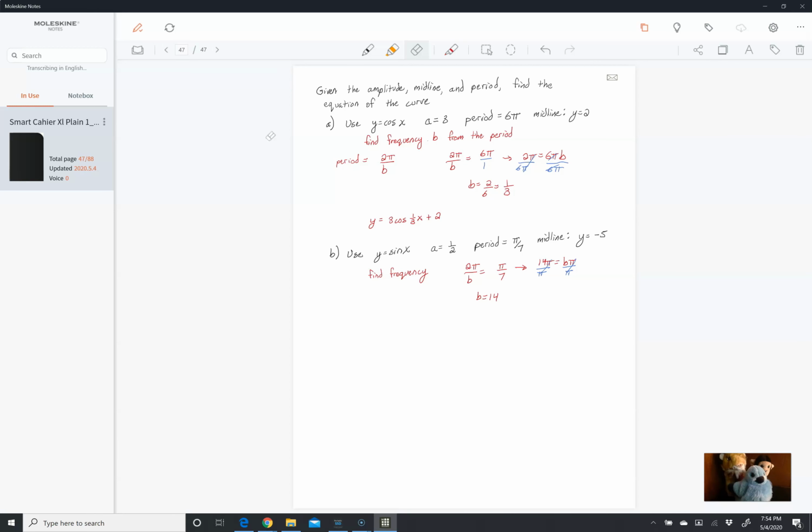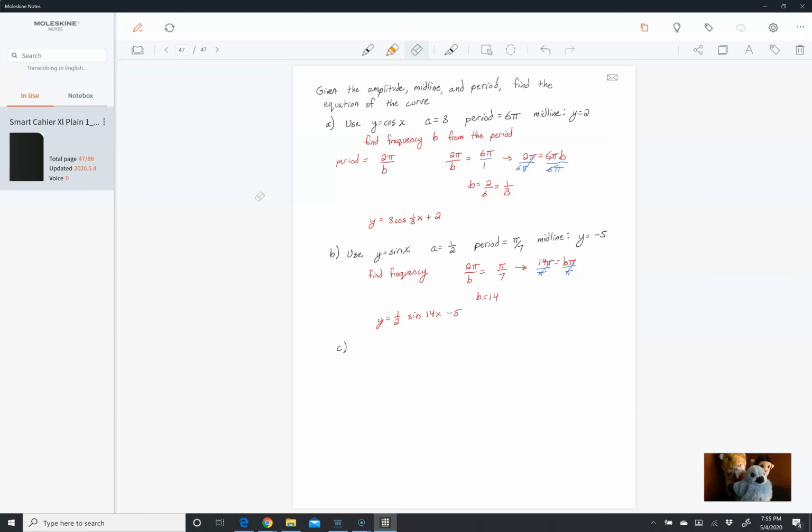So now we just plug in. Y is equal to 1/2. We're using sine this time. Our frequency is 14, and it's -5. We're translating down 5. Okay, let's do one more. It's the same process every single time.